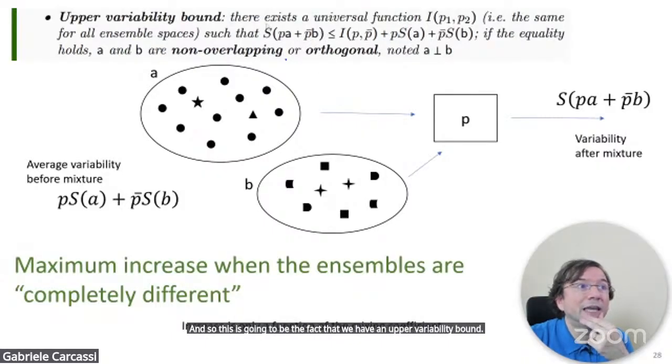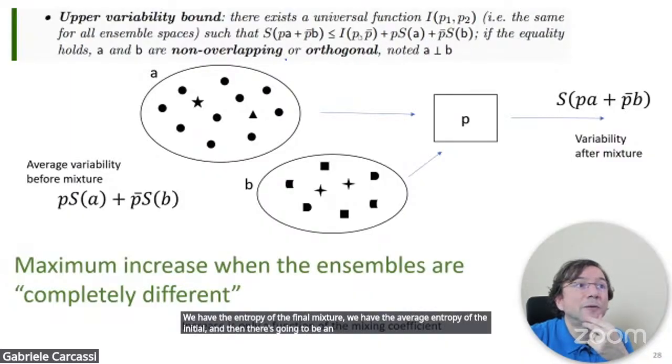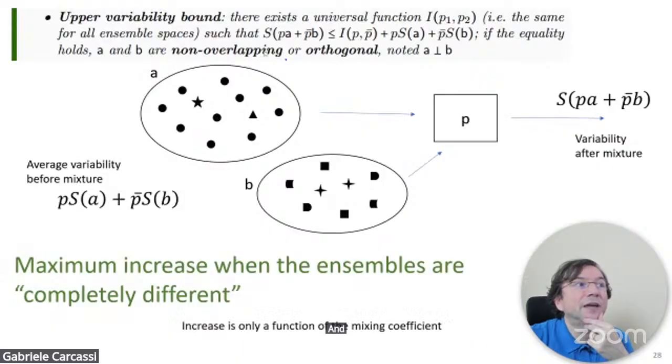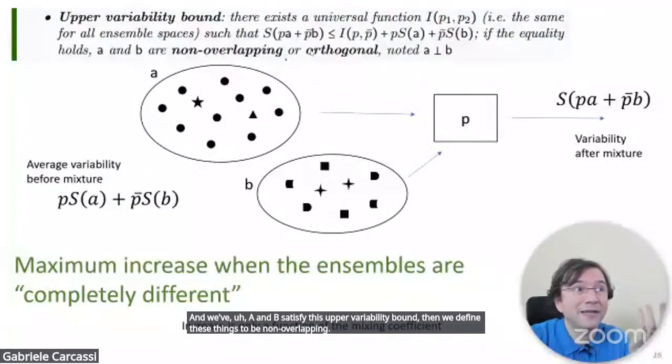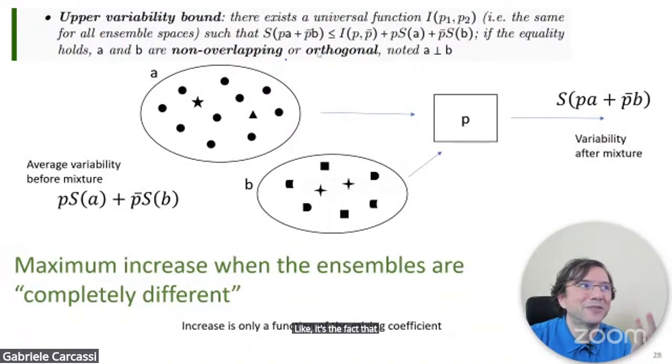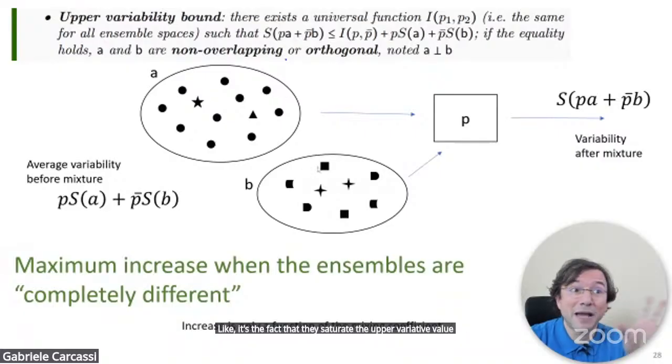We have the entropy of the final mixture, we have the average entropy of the initial ensembles, and then there is going to be an increase that is given by P. And if A and B satisfy this upper variability bound, then we define them to be non-overlapping. It's the fact that they saturate the upper variability bound that tells us that they are maximally different.